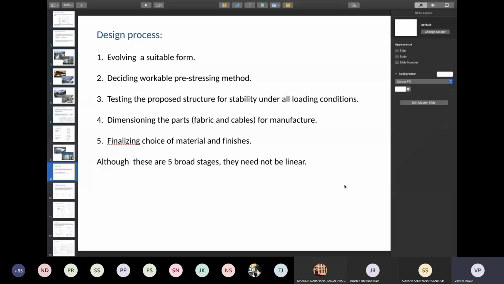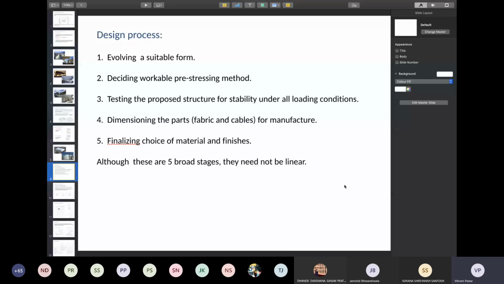Okay, so whichever form is workable for you, you have to first explore. It is about exploration of form making, deciding what the workable pre-test methods are. Third is testing the proposed structure for stability under all loading conditions. This obviously goes into the engineering bit of it. But the first two stages are where we also use different processes, whether they are using stockings, fabrics, or soap bubbles. So there are different ways in which these suitable forms can be explored.